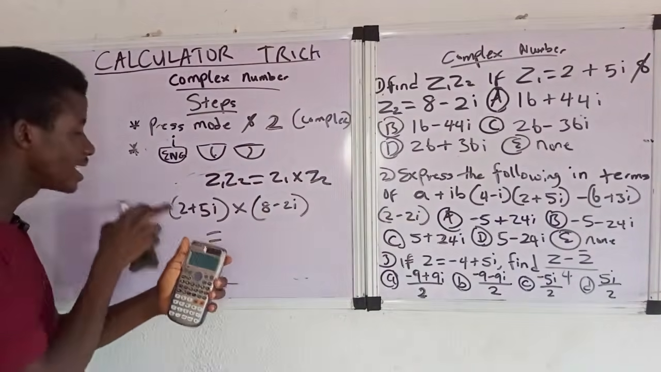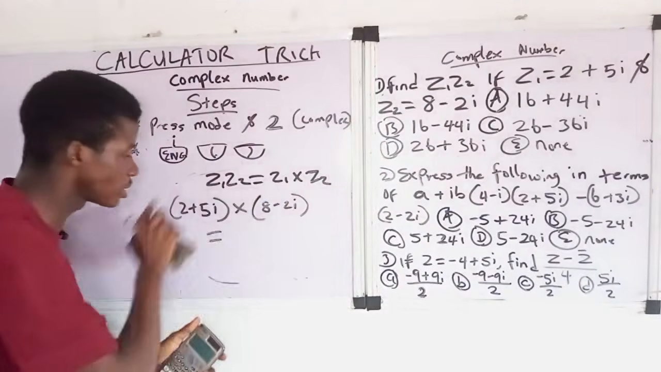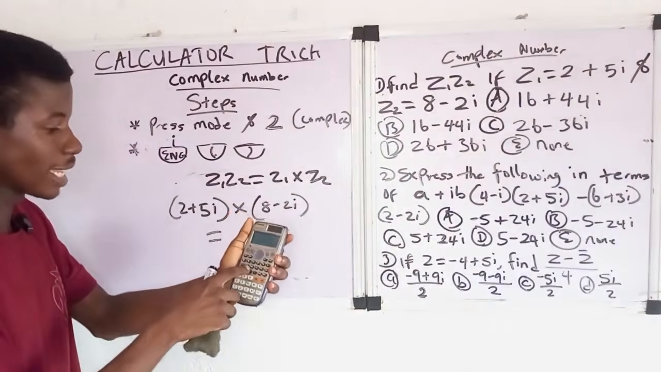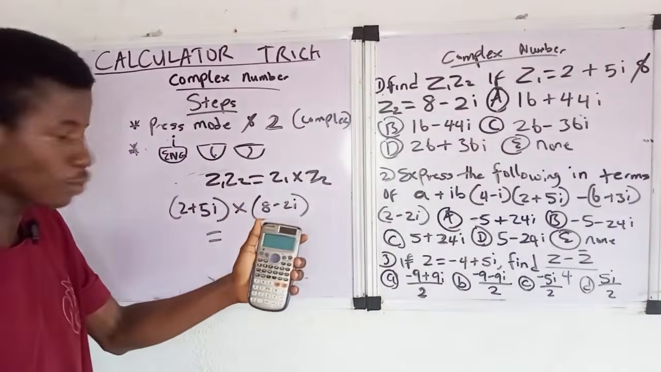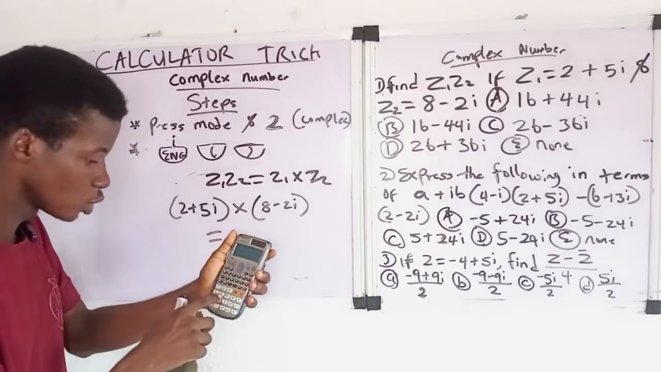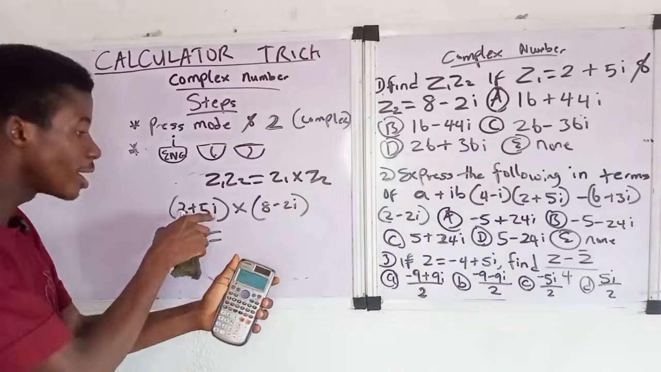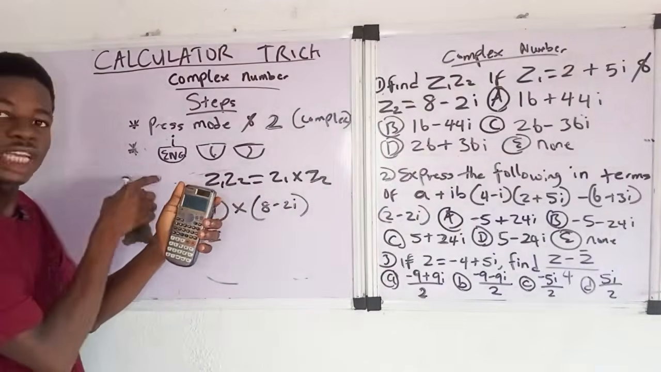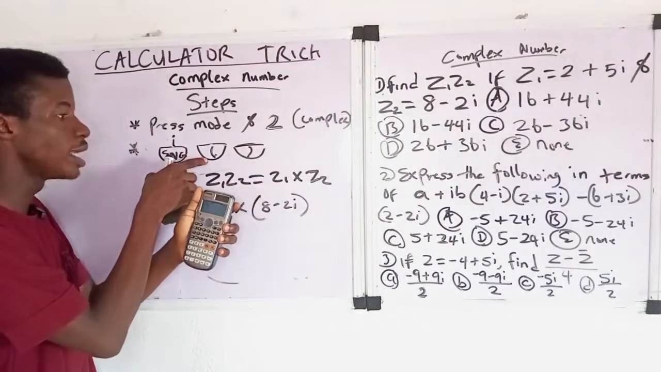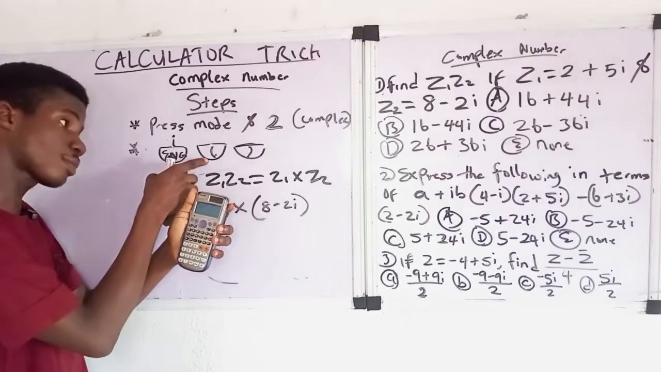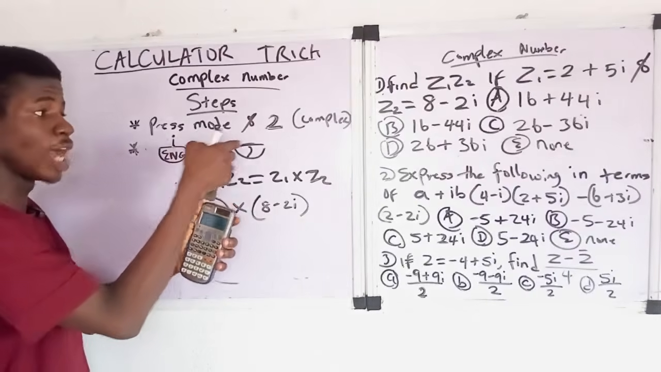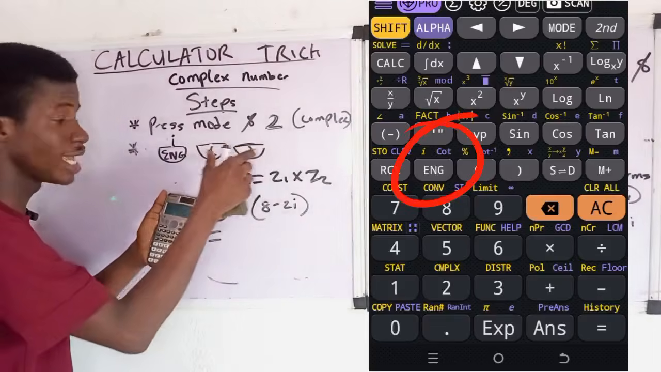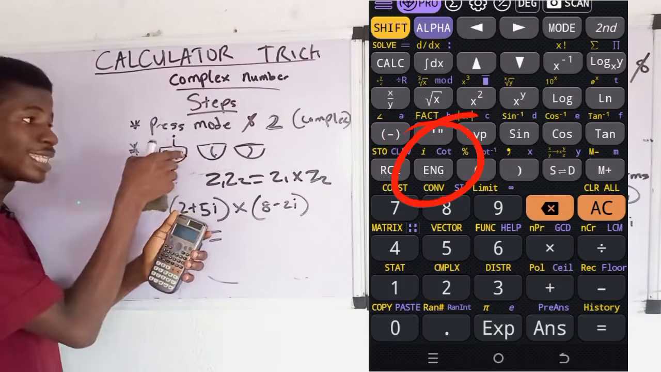Then the next thing, write this value. Press bracket open, then 2 plus 5, then what about this i? How are you going to write i? Check your Casio calculator. You will see a button for open bracket and a button for close bracket, but this is not the button I'm telling you to look for. Go to this place beyond open bracket.